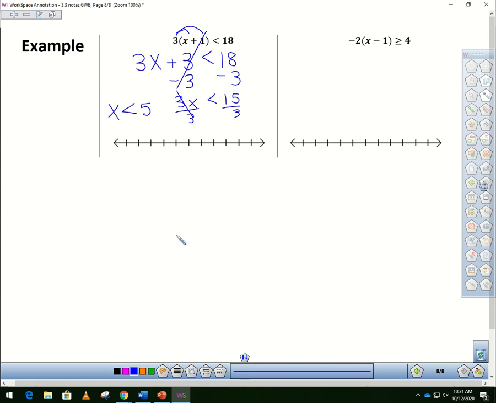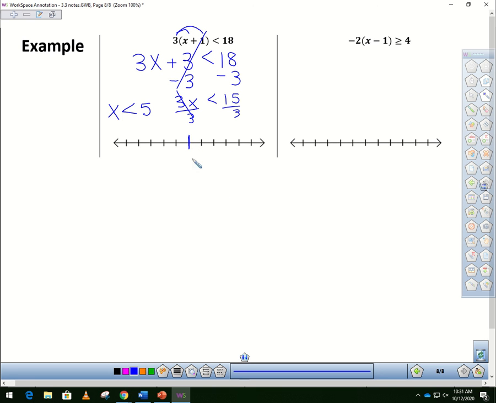So does everybody know why I didn't flip the inequality this time? Why didn't I flip the inequality sign? Not because I multiplied. It's dividing or multiplying by a negative number. Yes, I divided by 3, but 3 is not a negative number. So only if that number on the other side is negative do I flip the sign. Make sense?